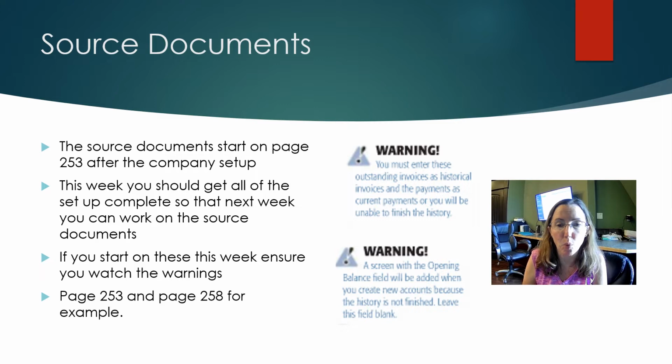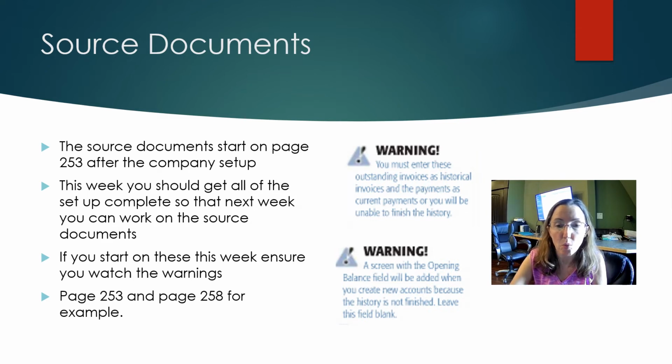So I put a couple warnings in for some of the source documents, and these ones are on page 253 and 258. So the first one is that you have to enter outstanding invoices as historical invoices and the payments as current payments, or you'll be unable to finish history. And basically what this is, is that a company that has already existed, where it's not brand new starting up, when you first start creating the company in Sage, there's going to be some old amounts that are either owing to suppliers or receivable from customers, and those are what we're talking about entering here.